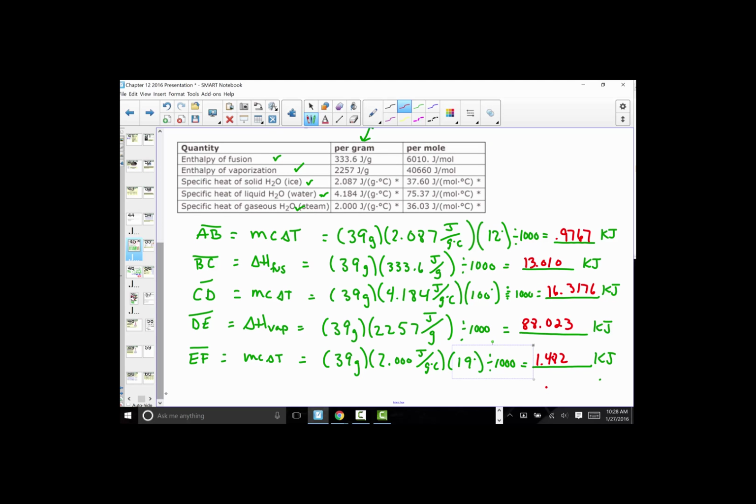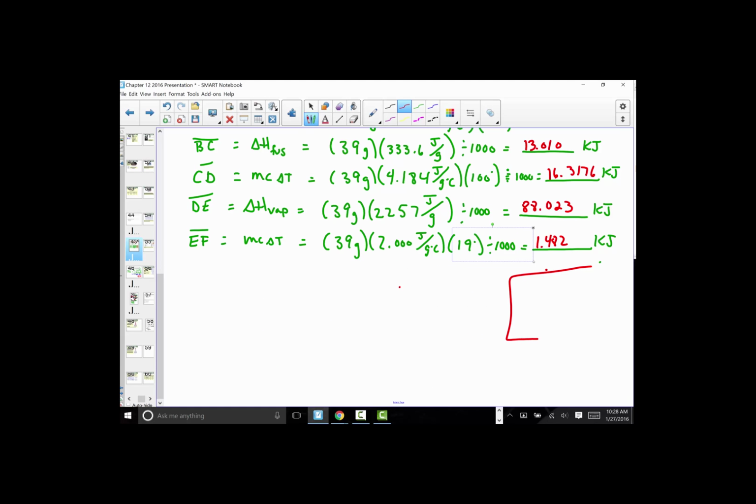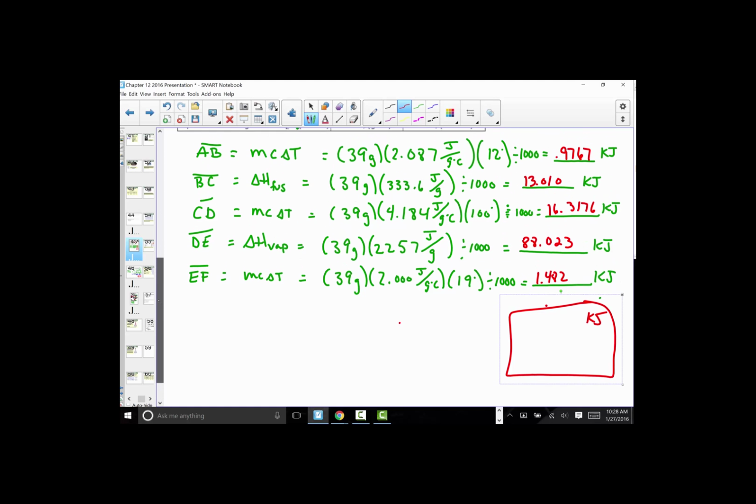And of course, the final tally is to simply add the line segments to get a total kJ. So beginning with the first line segment, we had 0.9767 added to 13.010 plus 16.3176 plus 88.023 plus 1.482, and that's a grand total of 119.8093.